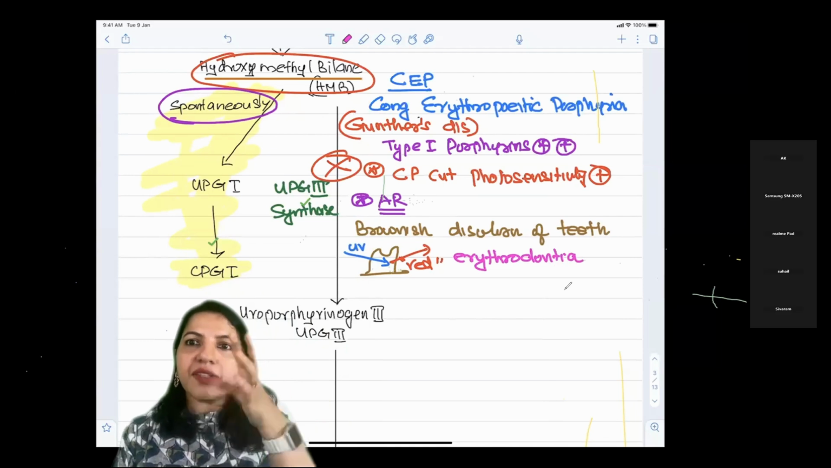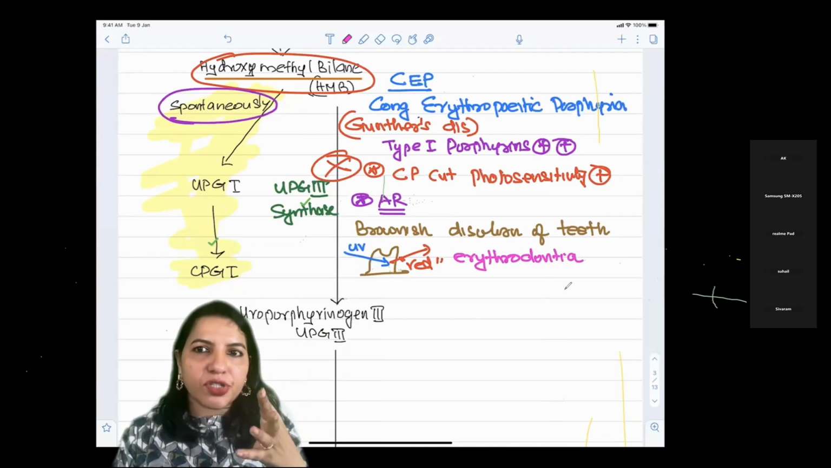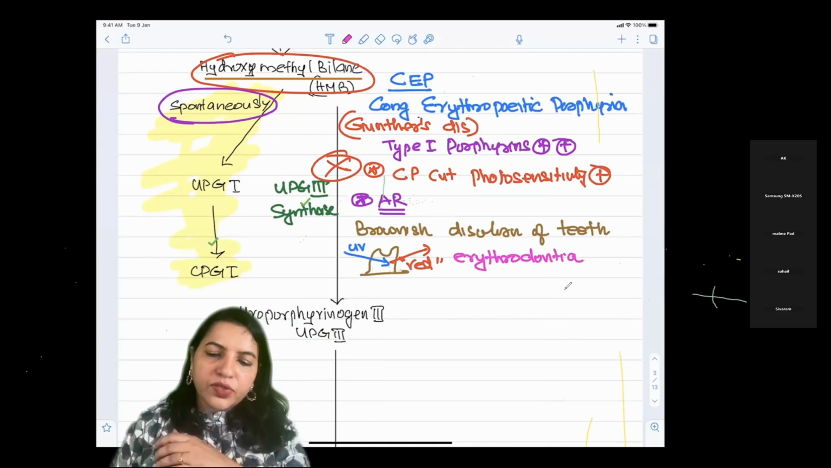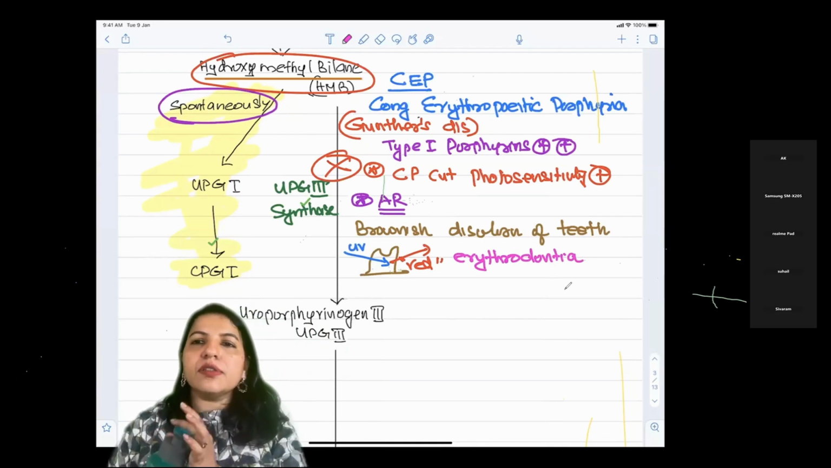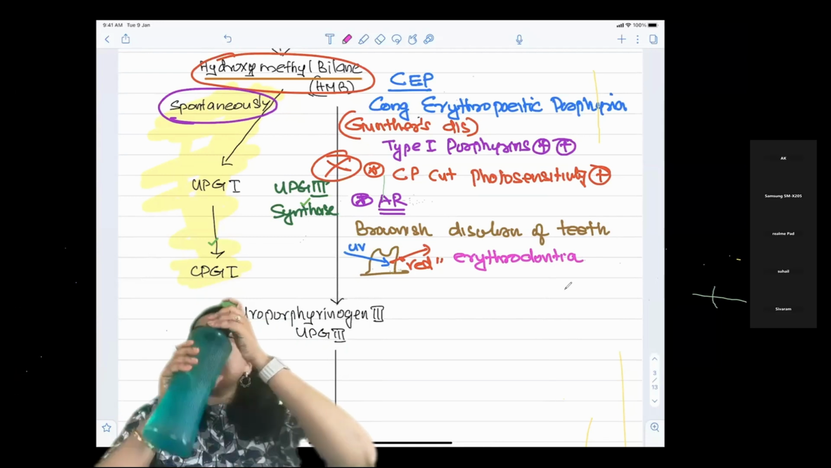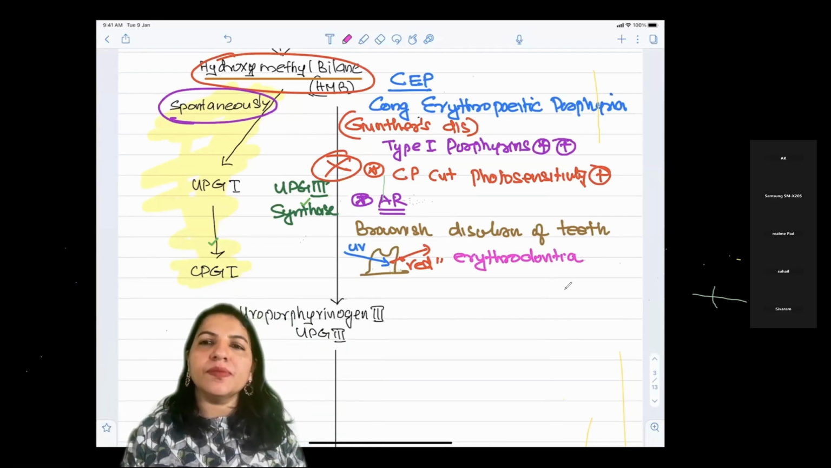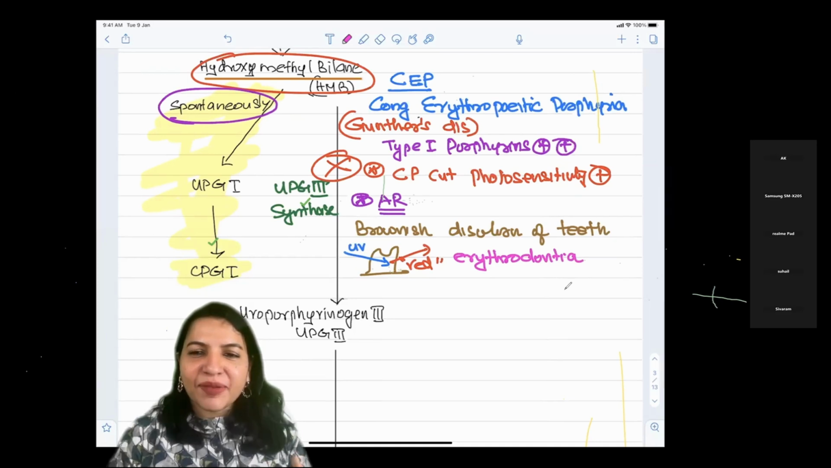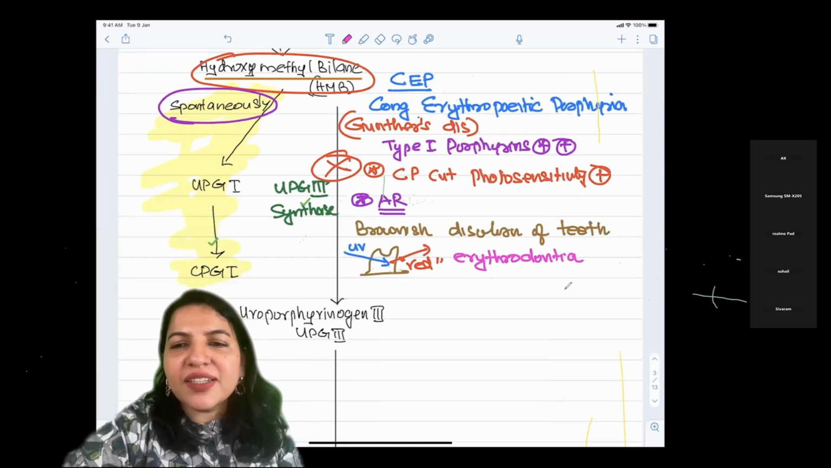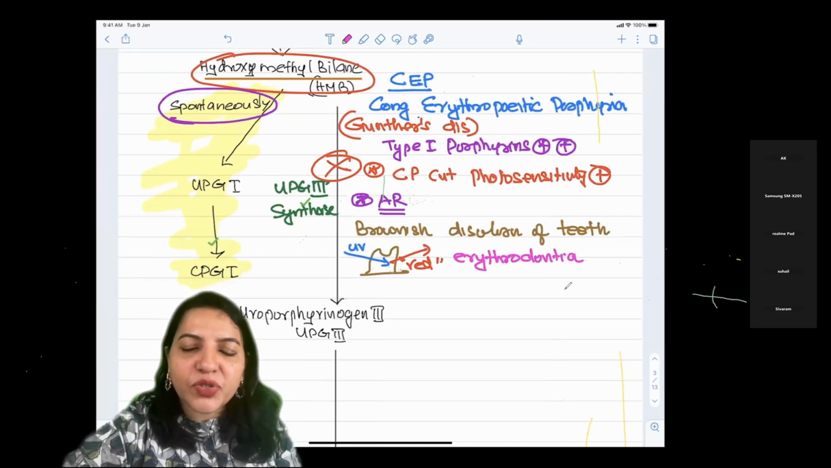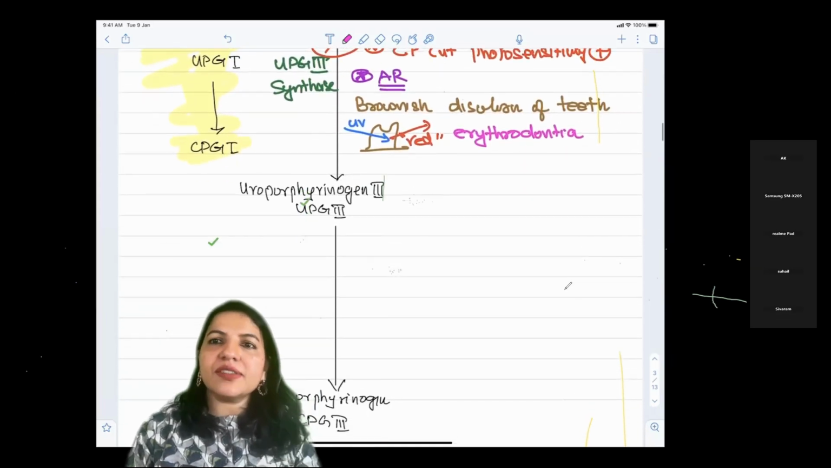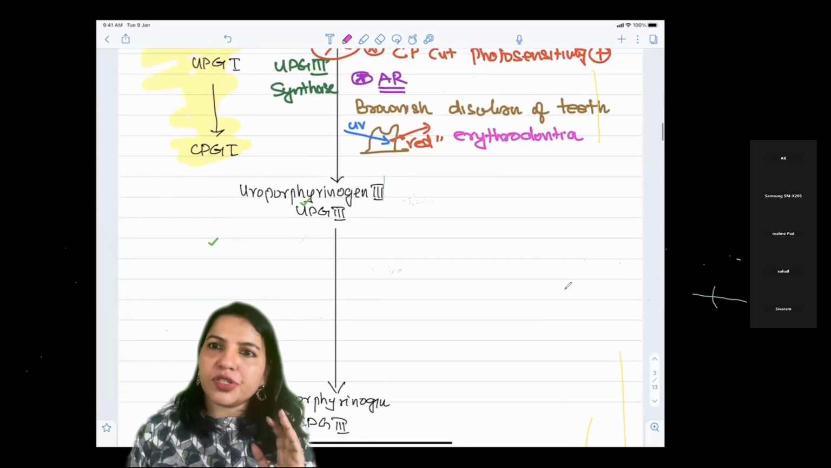Okay. So this is another peculiar feature that you can see in congenital erythropoietic porphyria. So that is CEP. What is the enzyme defect? UPG3 synthase. But that is the next. This is congenital erythropoietic porphyria.